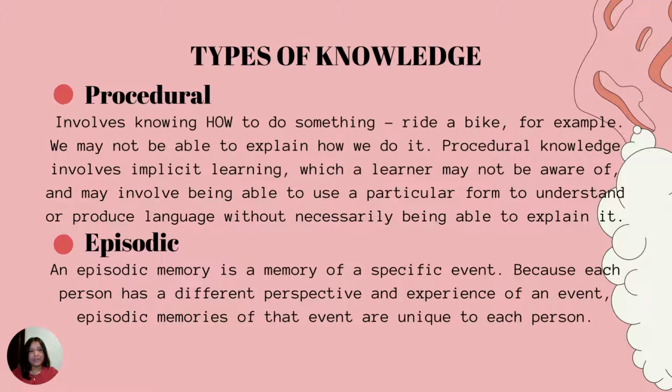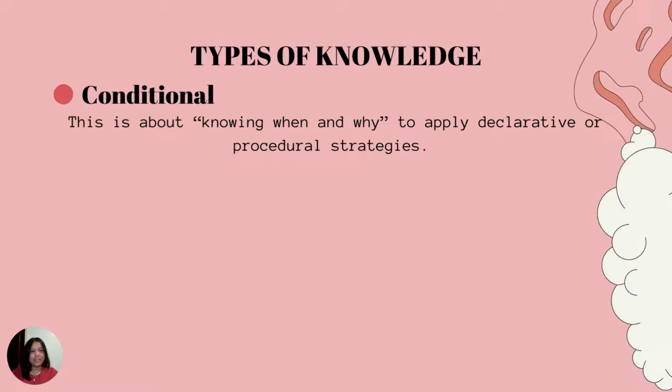Episodic. An episodic memory is a memory of a specific event. Because each person has a different perspective and experience of an event, episodic memory of that event is unique to each person. Lastly, conditional. This is about knowing when and why to apply declarative or procedural knowledge strategies.